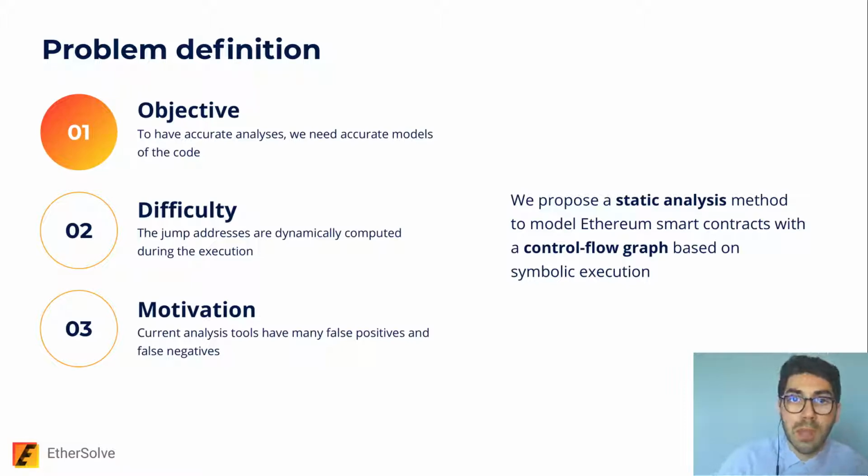The main difficulty of analyzing the bytecode is the intrinsic architecture of Ethereum, as jump addresses are computed dynamically during the execution. Indeed, the current analysis tools show worrying amounts of false positives and false negatives due to an inaccurate representation of the code. Hence, we propose a new static analysis technique based on symbolic execution to model an Ethereum smart contract with a control flow graph implemented in EtherSolve.